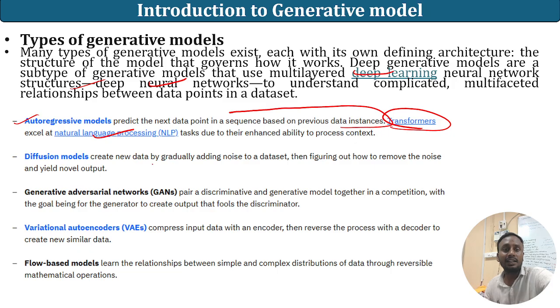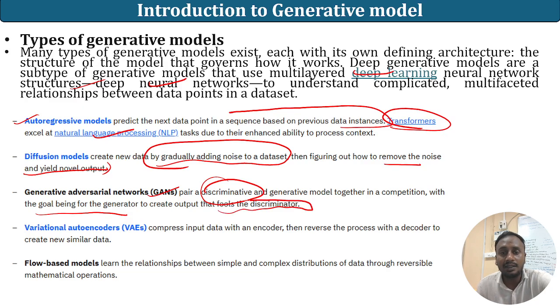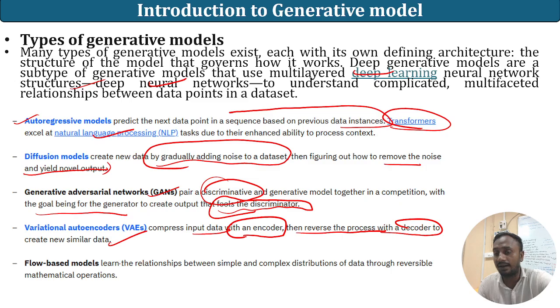Diffusion models create new data by gradually adding noise. It's a diffusion of the data, then figuring out how to remove the noise in the neural network. Then we have the generative adversarial network, which is a pair of a generative and a discriminative model working in comparison, with the goal being that the generator creates output that fools the discriminator. Then we have the variational autoencoder, which compresses the input data with an encoder, then reverses the process with the decoder to create new, similar data.